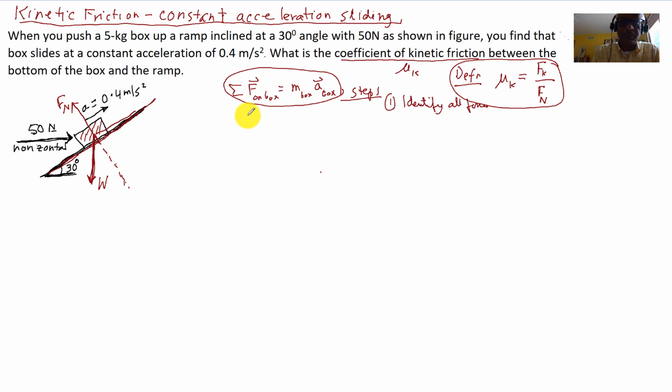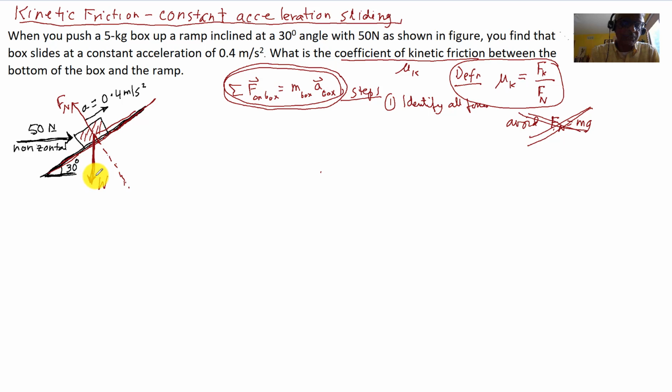So many times there is a major mistake: avoid writing Fn equals mg. This can be true sometimes, but it's not always true. Fn is whatever the equation will tell us. It is a reaction force, so it will be as much as is needed in a particular situation, and that is dictated by Newton's laws.